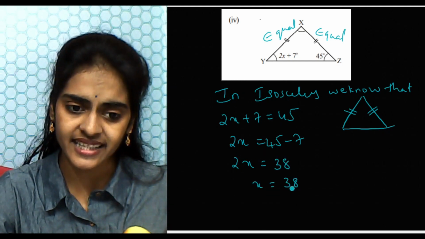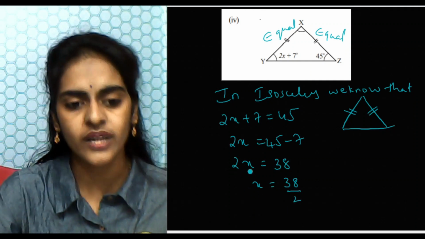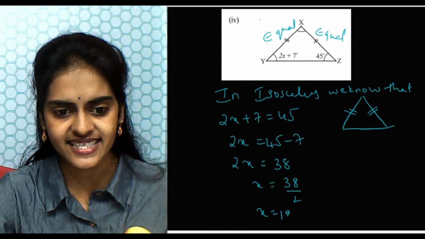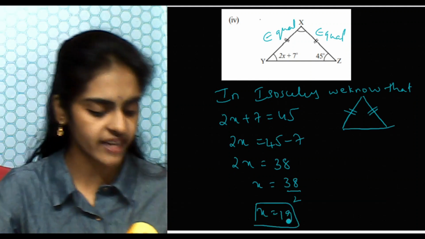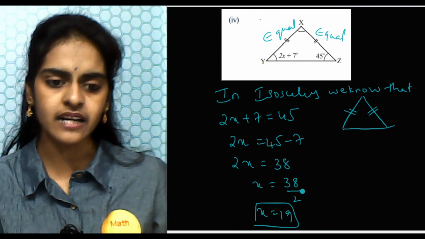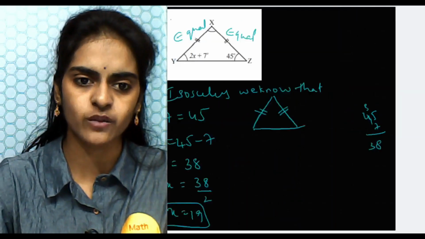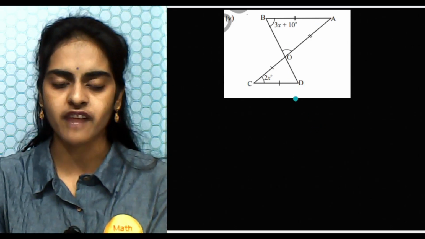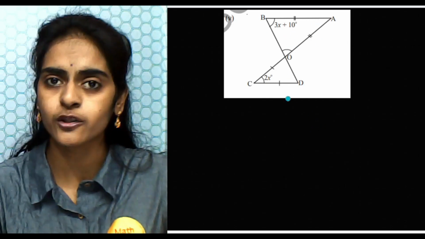x is nothing but 38 divided by 2. 2 is in multiplication here; sending it to the other side becomes division. So x is 19. 38 divided by 2 gives you 19. So x is 19 degrees. Clear? Let us move on to the next question now. Here you can see you have two triangles. You have BD, you have CA. So these are two triangles.